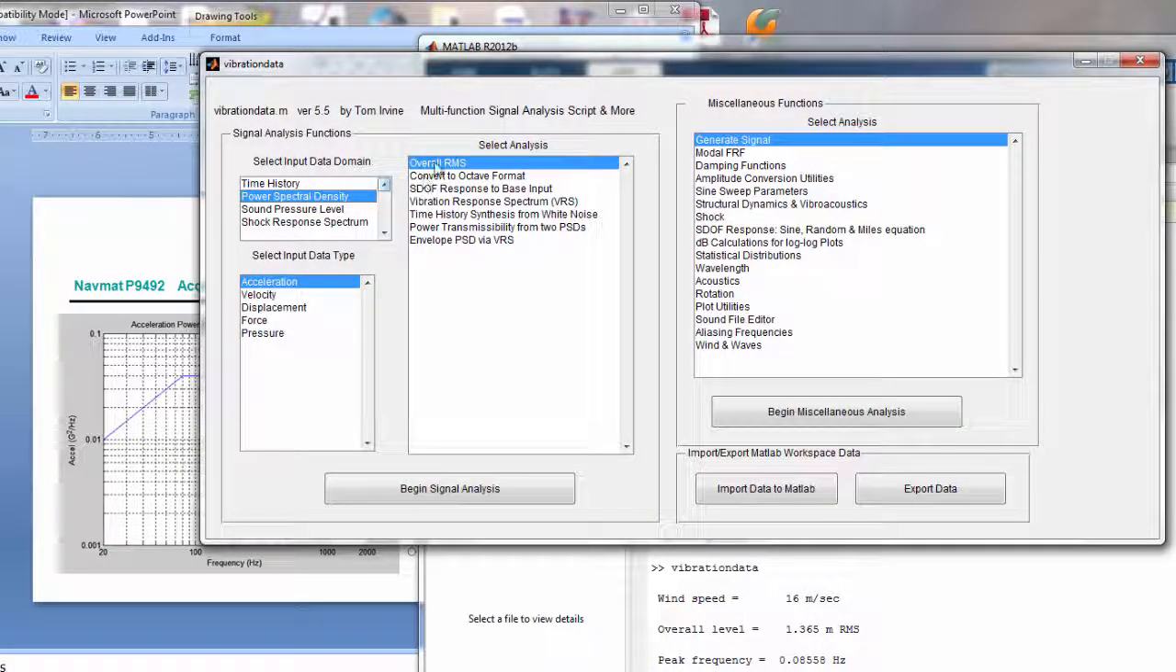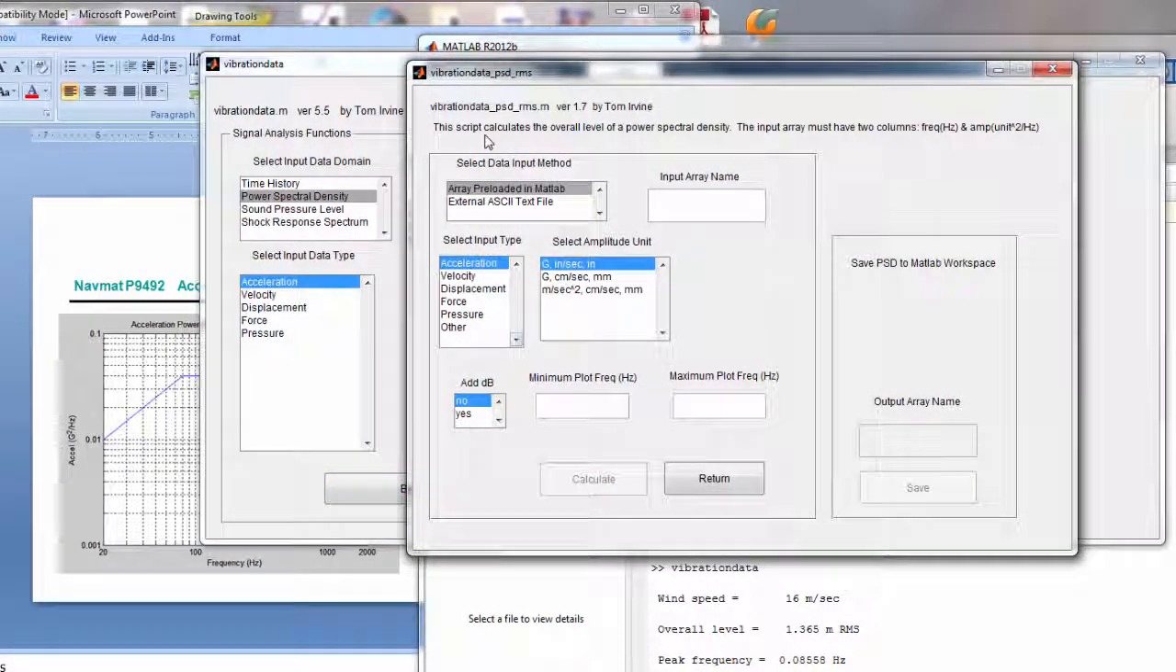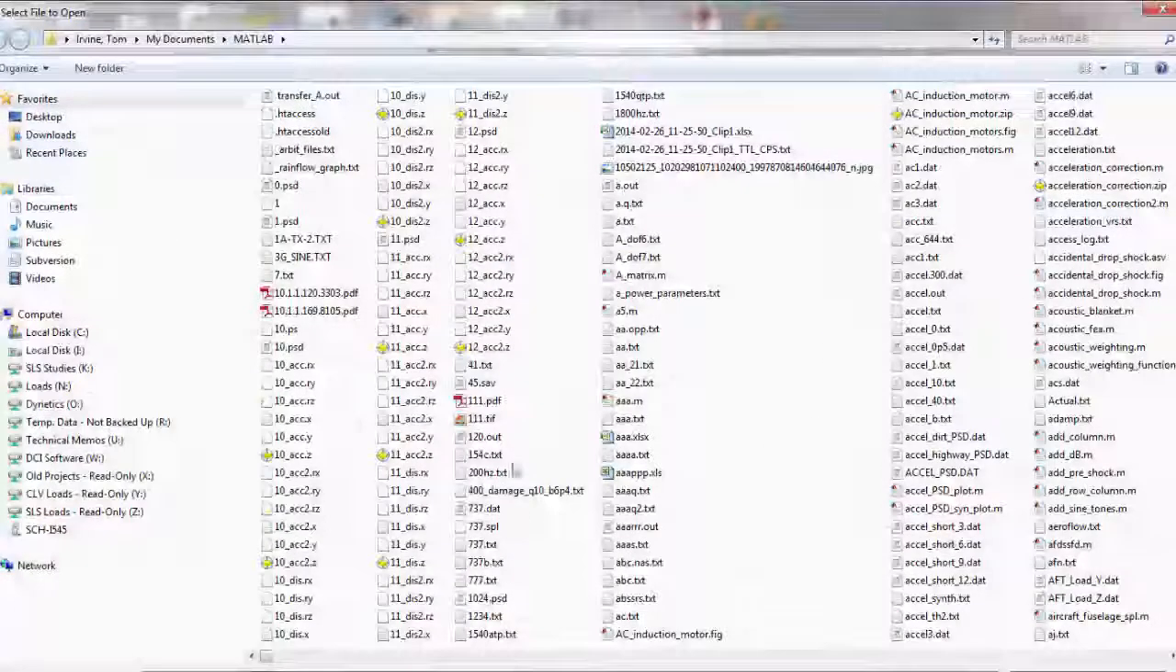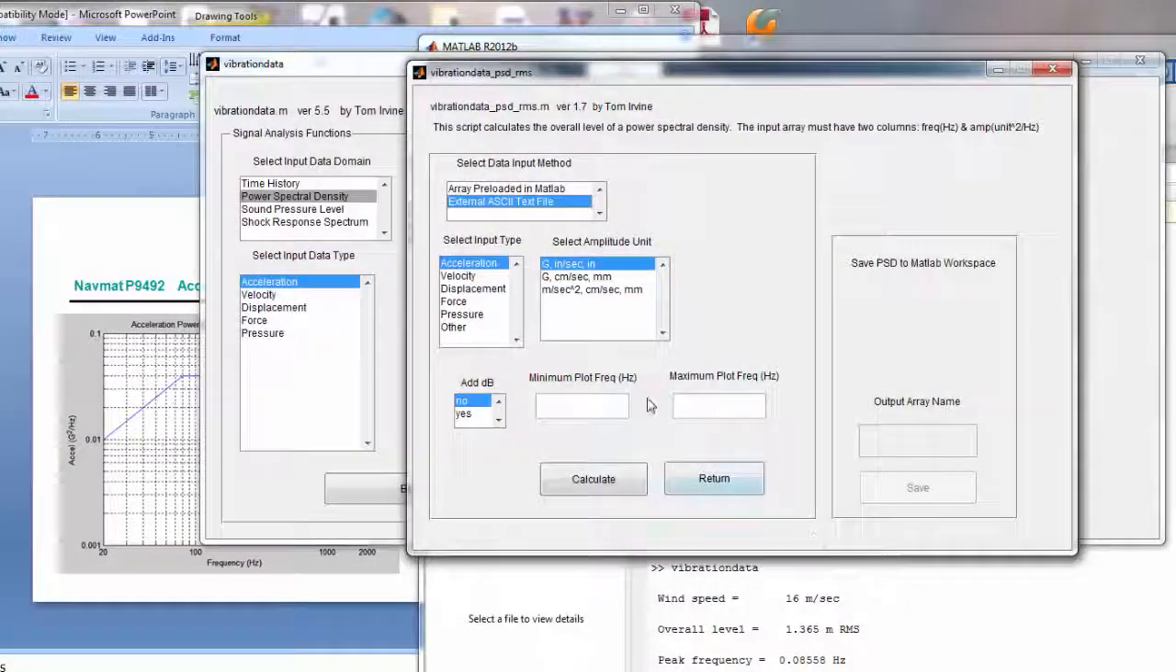So let's go to Power Spectral Density, Overall RMS, Begin Signal Analysis. We've run this script before, but I've added some new features to it. This script calculates the overall level of a power spectral density. The input array must have two columns, frequency in hertz and amplitude in units squared per hertz. So we have an external ASCII file, our familiar navmat_spec.psd. It's an acceleration. We'll have English units here.